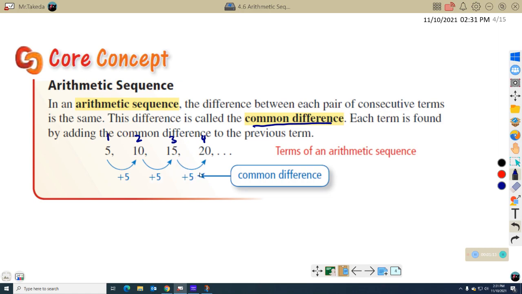Now normally when we have the slope, we divide by the difference in the x values. But here, it's always going to be a 1, because in the sequence, it's always just one followed by the other. So this is an arithmetic sequence, 5, 10, 15, 20, because there's a common difference of 5 between each member of the sequence. Okay, so what are we going to do with that?